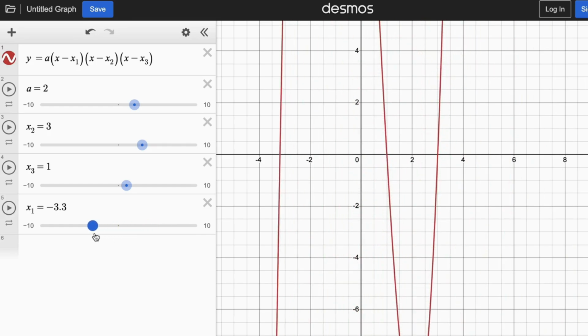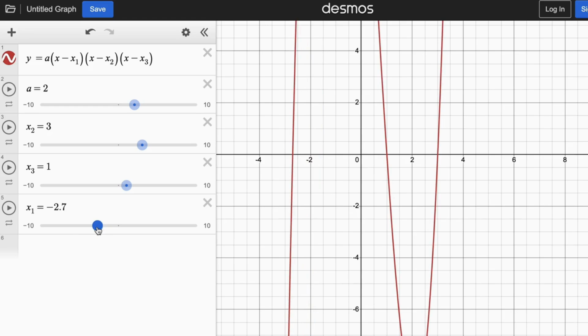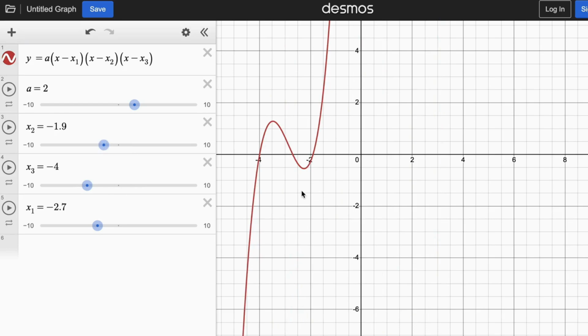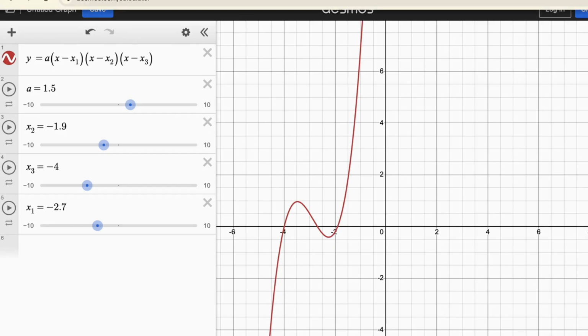And of course, these roots can be negative, because if we've got a root, say, at 2.7, if you look over here, we've got a root at 2.7. It can go into the negatives. This can be negative. This can be negative. Any of these roots can be negative. Even the a value can be negative. So this is how we can manipulate the cubic graph.